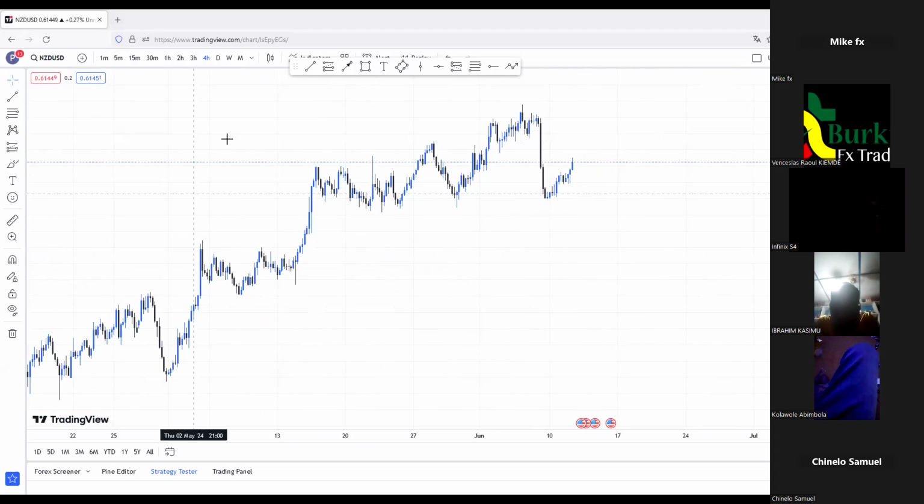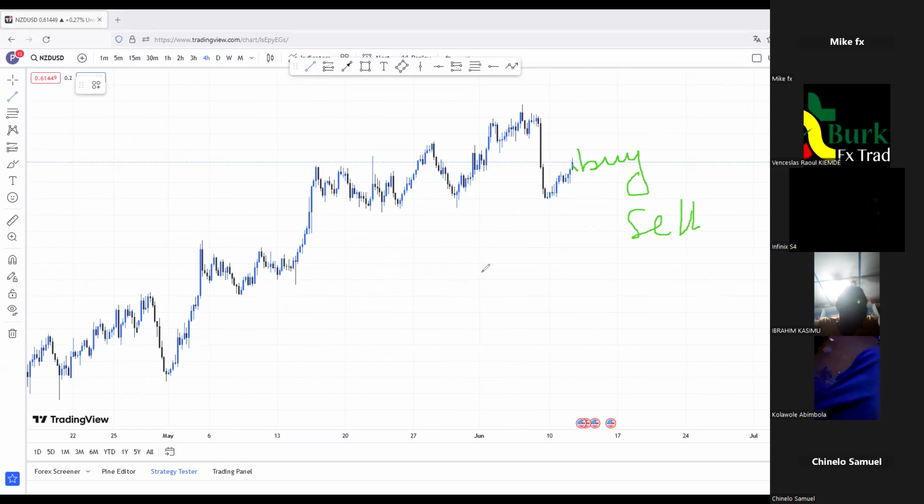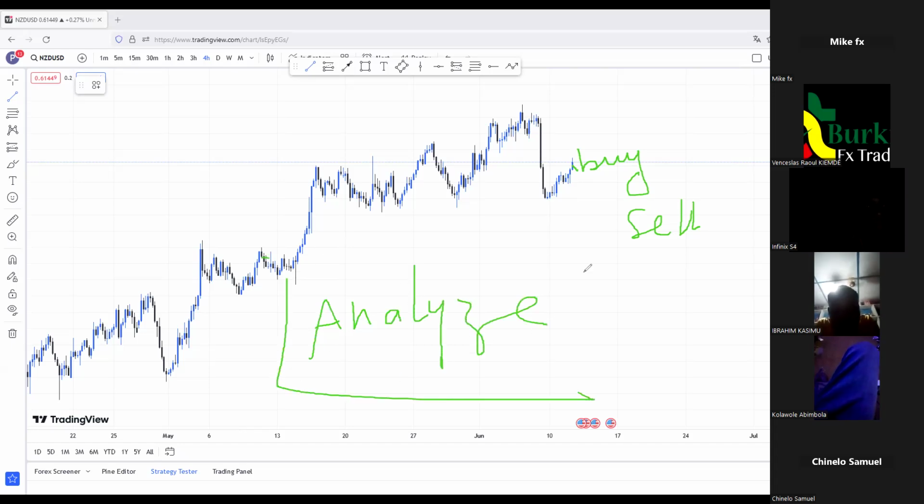If you've come to the conclusion that the market is about to go up, what you're going to do is buy, is to take what we call a buy position. But if you come to the conclusion that the market is going to go down, you're going to do what? You're going to sell the market. But for you to know if you must buy or sell, you need to analyze the market.